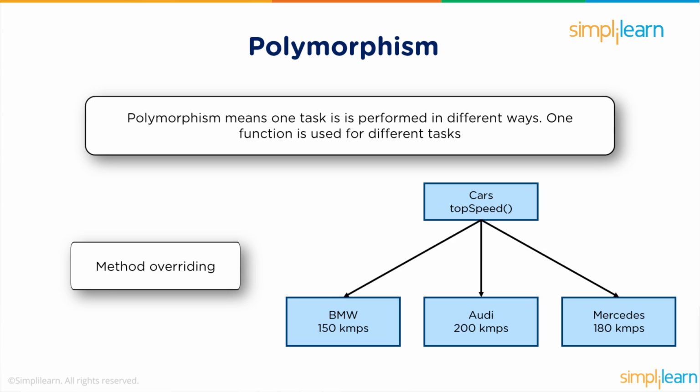In method overriding, the same method is used at multiple places, but each time it executes, the result is overwritten. In this example, the top speed method is used in all the classes. For BMW, the result will be 150, 200 for Audi, and 180 for Mercedes. Now let's see each of these examples using Java code.